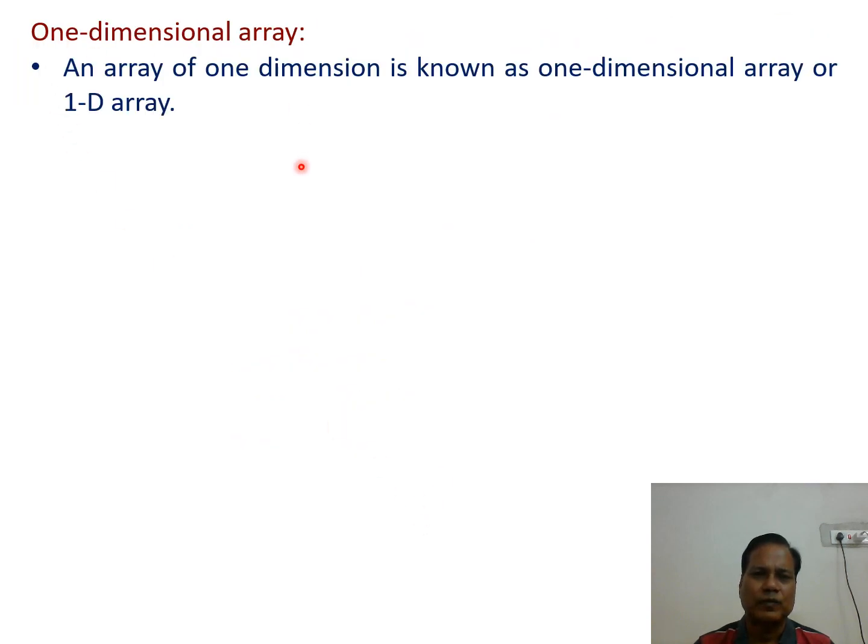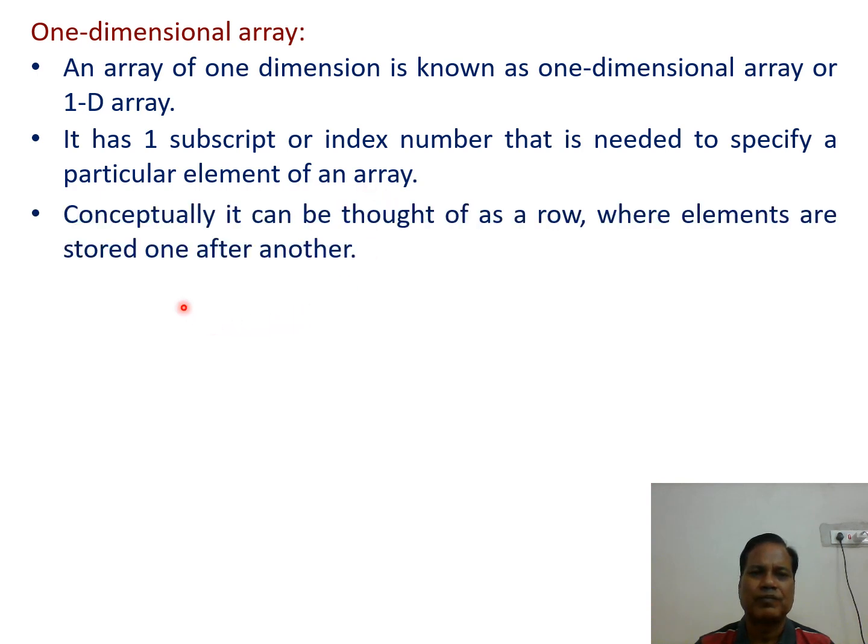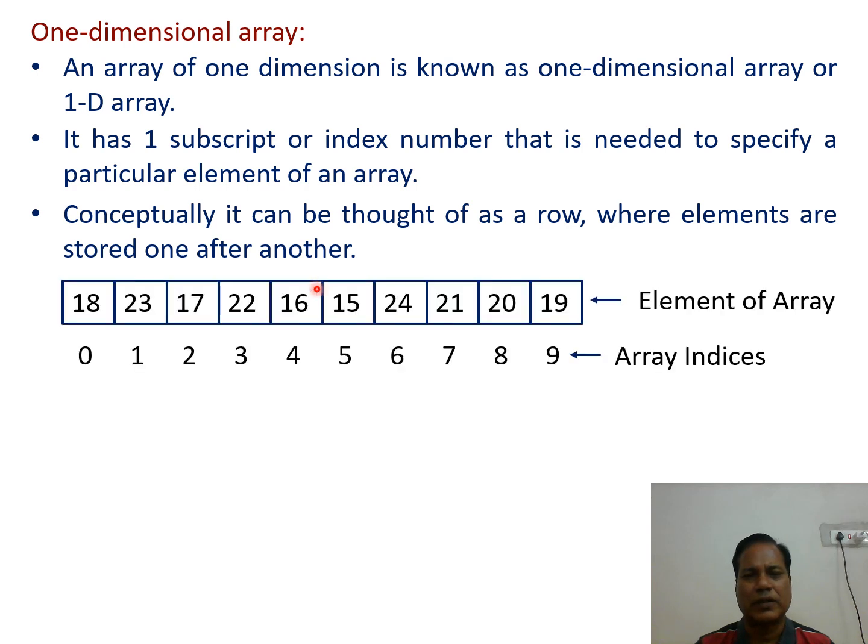One-dimensional array. An array of one dimension is known as one-dimensional array, or in short, it is written as a 1D array. It has one subscript or index number that is needed to specify a particular element of an array. Conceptually, it can be thought of as a row where elements are stored one after another.